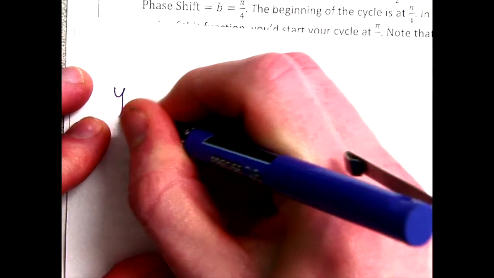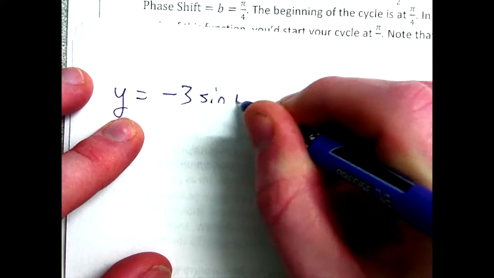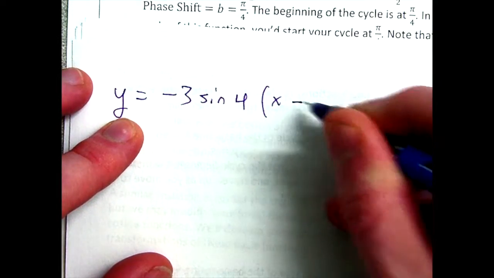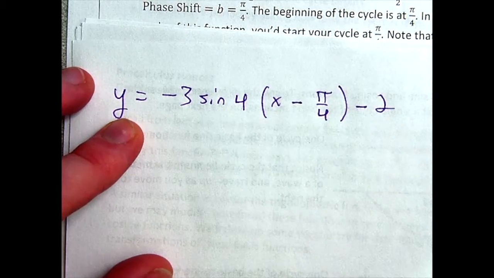So now let's move on and do an example. What I want to do is write down a generalized sine function, a sine function with lots of different things done to it. And I just want to identify the amplitude and the midline and all those other things. So here's my generalized sine function. Y is equal to -3 sine 4 times x minus pi over 4 minus 2.